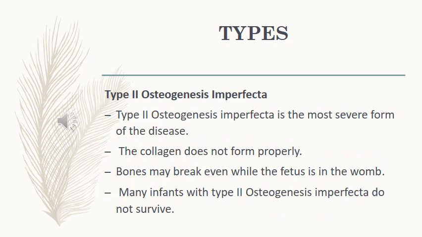Type 2 osteogenesis imperfecta. Type 2 is the severe form of the disease. The collagen does not form properly. Bones may break while the fetus is in the uterus. Many infants with type 2 osteogenesis imperfecta will die.